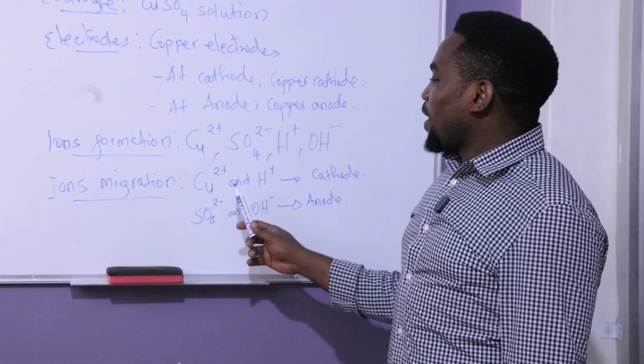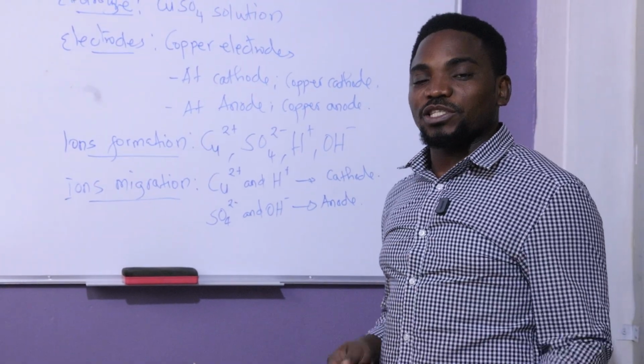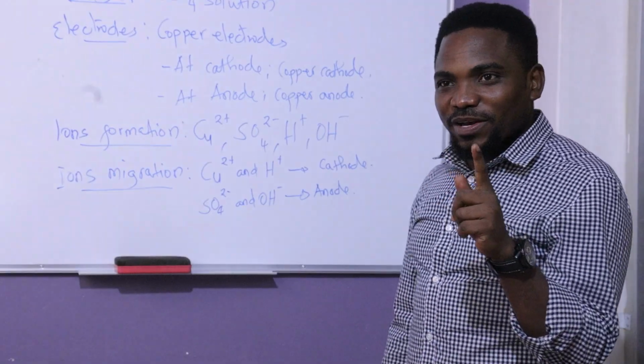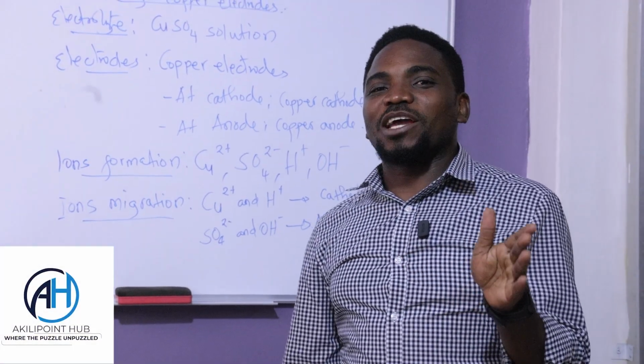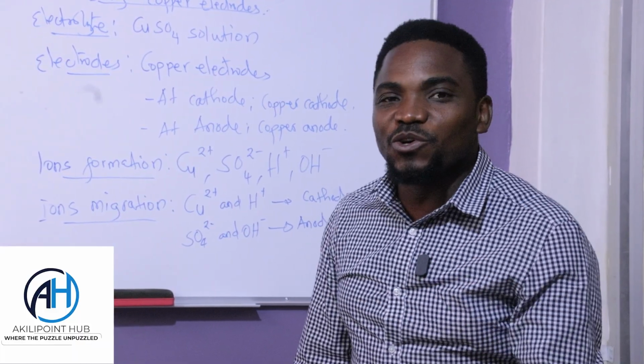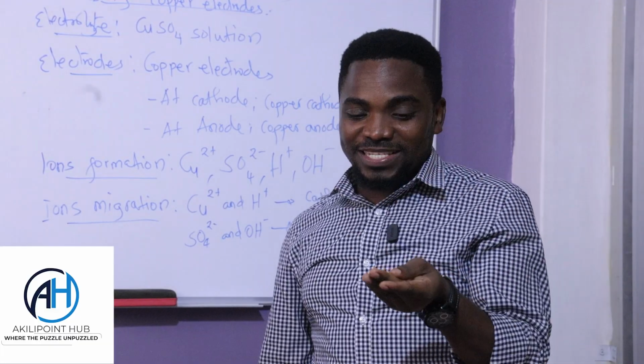So what it means, let's come back to the factors for the preferential discharge of ions during electrolysis. I think you remember that the ion that is lower in the electrochemical series is the one that will be preferentially discharged during electrolysis. Let me repeat this so that you understand.